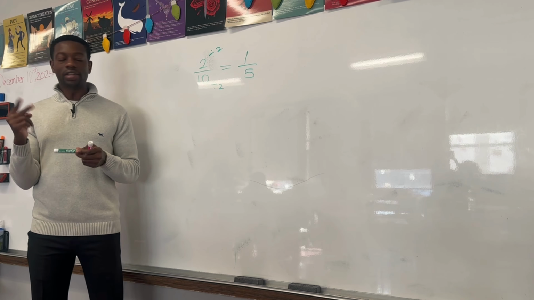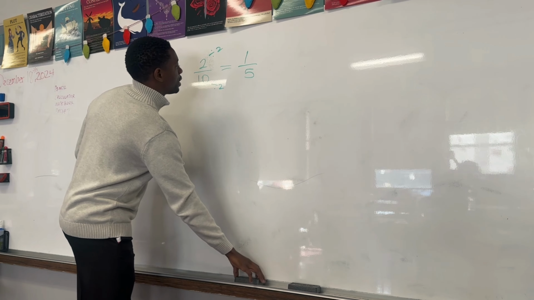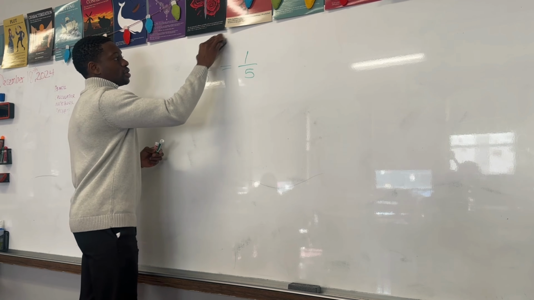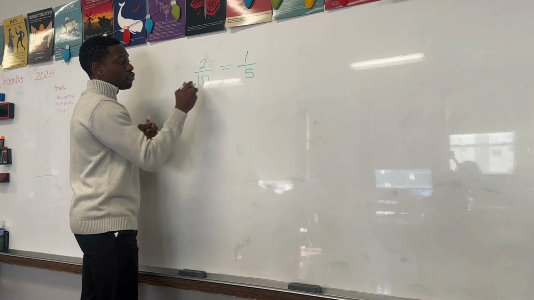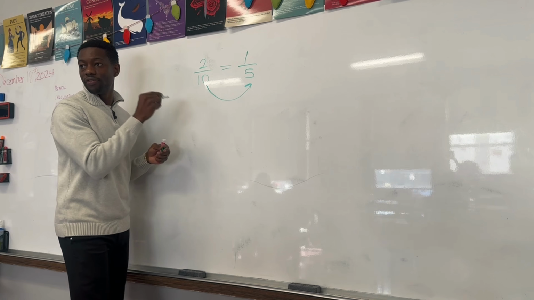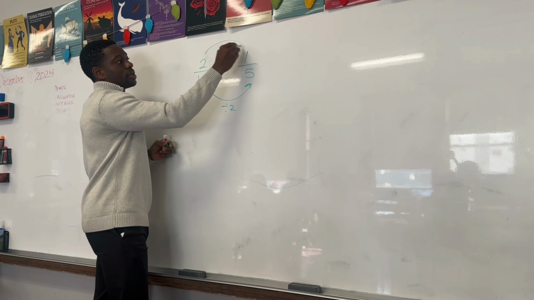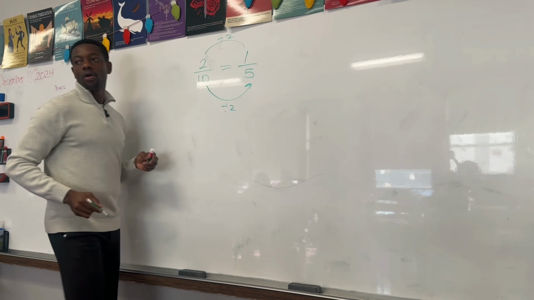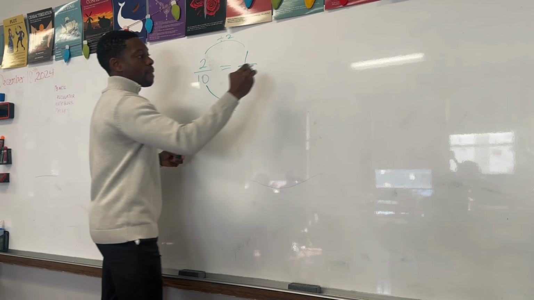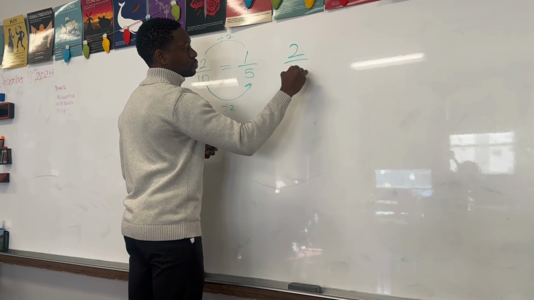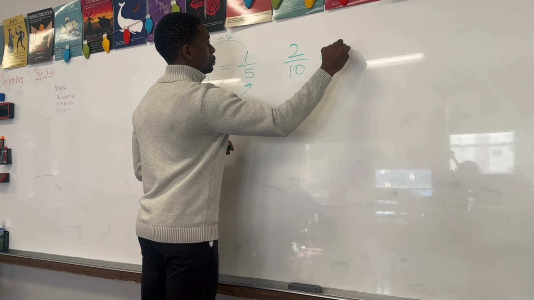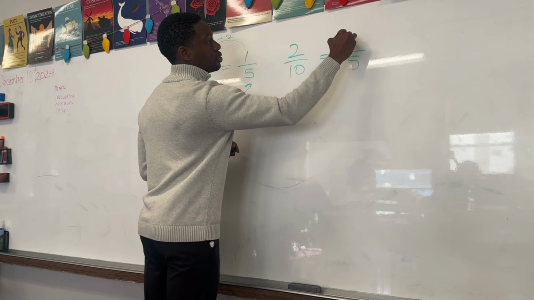Two ways we can do this, right? We can either do it like mentioned, which is figure out how we went from 10 to 5. You knew we divided by 2, right? So meaning I have to do the same thing up here. Or we can do it this way. We don't know what this is.